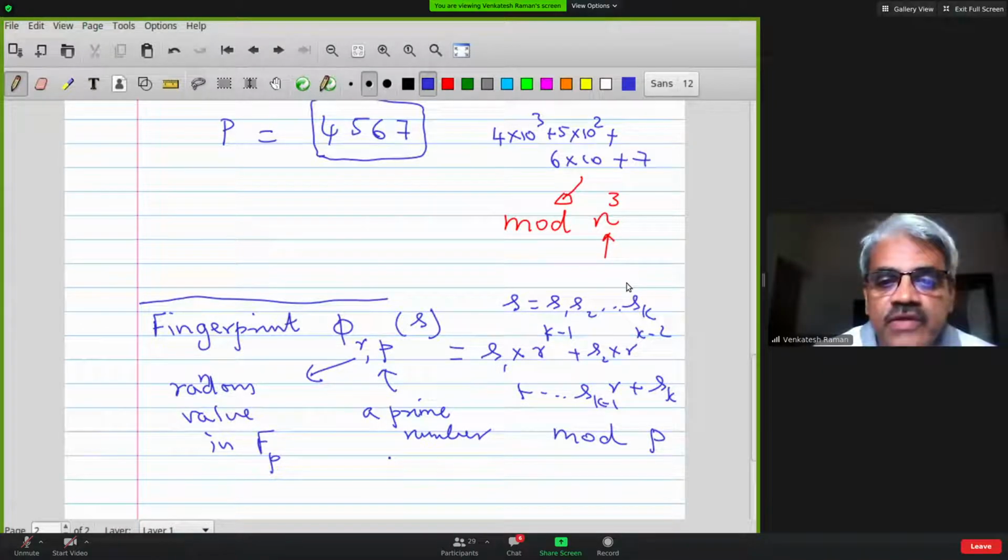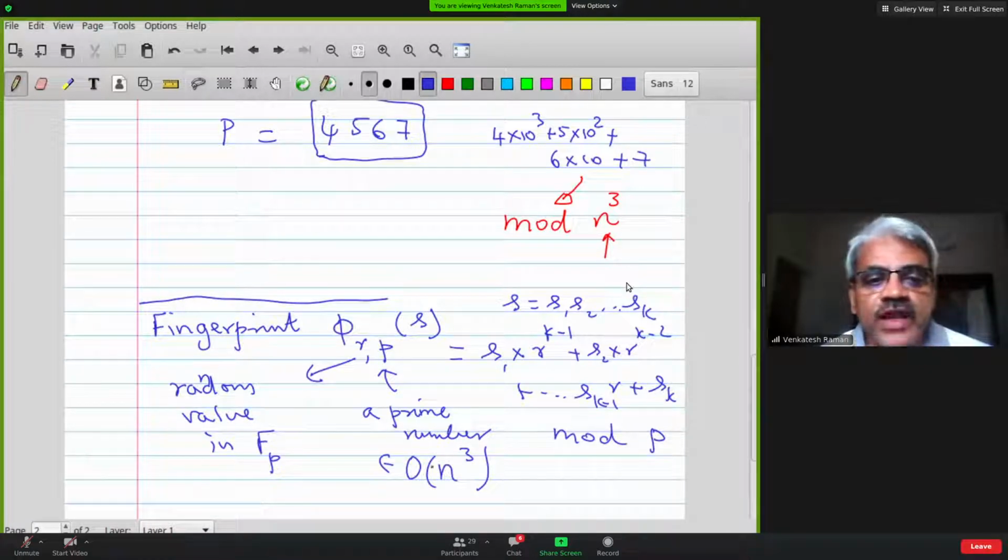And P we will say is of order n cubed. Remember, n is the length of the text. So I pick a prime number of order n cubed, and I pick a random value in this field F_P, and I'm going to compute this number S1. So it's exactly like what I did before. I took it as a number. Instead of decimal with 10, I'm going to do it over R power k minus 1 plus R power k minus 2, and the whole thing mod P.